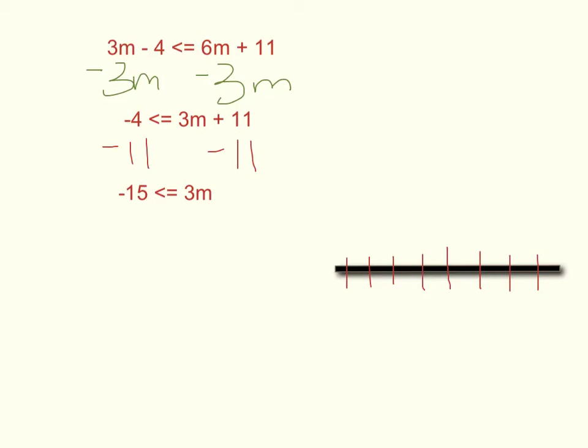So now what we have is -15 is less than or equal to 3m. And what we do next is divide by 3 on both sides, so we can get the m by itself. So now what we have is -5 is less than or equal to m. So now we have to graph that. Since it's less than or equal to, we know that we have a closed circle. And since -5 is less than or equal to m, we know that m is greater than -5, so it's going to go towards infinity.